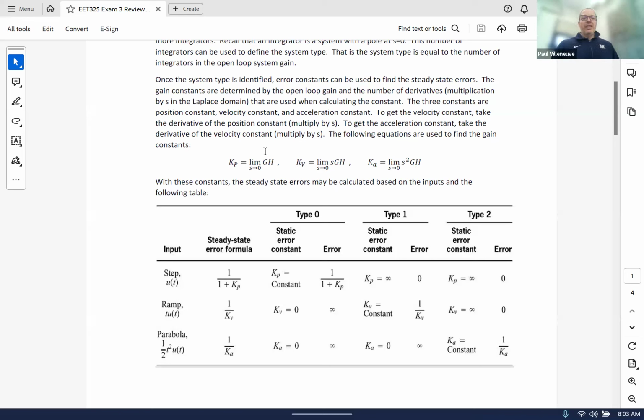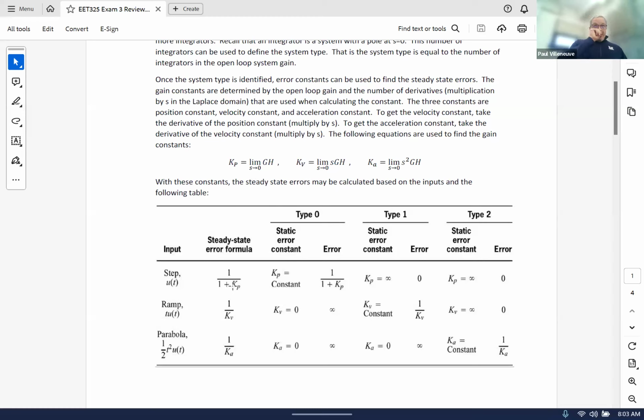So you only need to remember that the Kp term equals the limit as s approaches 0 of your open loop transfer function. And then for the other ones, you just take derivatives, multiply by s. So those are the equations you need. Now we see that Kp you can calculate using this equation. You're welcome to calculate Kv and Ka, but we know for a type 0 system those are going to be equal to 0. So don't bother calculating those, save yourself some time.